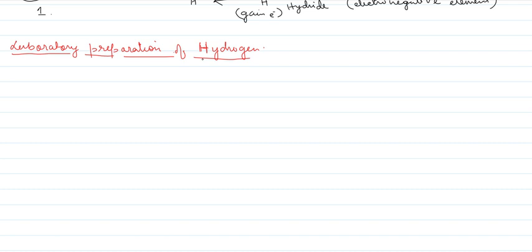For the laboratory preparation, we need some apparatus. So what are the apparatus? Let us see. This is a round bottom flask. Inside the round bottom flask, one cork will be fitted, and through the cork, two funnels will be passed. The first one, this is the first funnel, is known as the thistle funnel. This is called a thistle funnel.